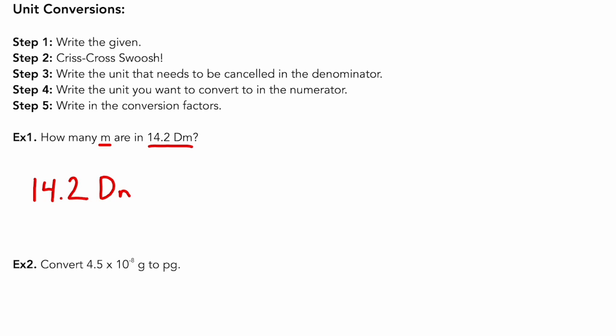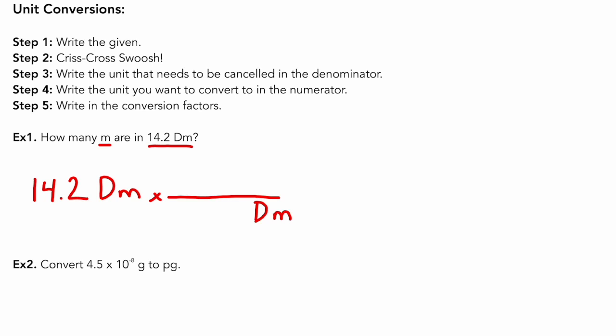All right, and my step 2 is to crisscross swoosh. Now, I'm going to write the unit that needs to be canceled out in the denominator. So I'm in decameters right now. I want to get out of decameters. So I'm going to put that on bottom, because when you put it on bottom, the decameters that you're in with your given for 14.2 decameters, that will cancel out with the decameters that you put on bottom.